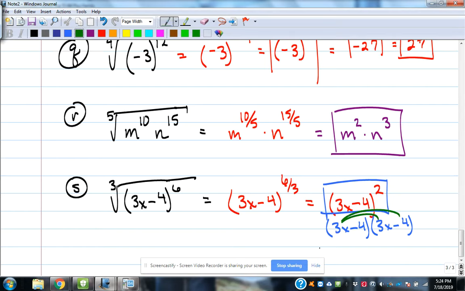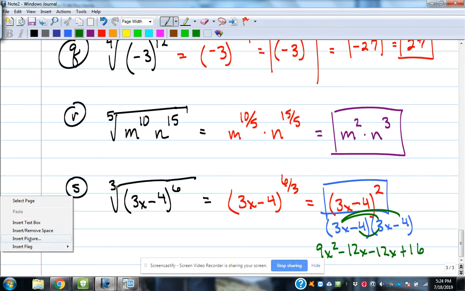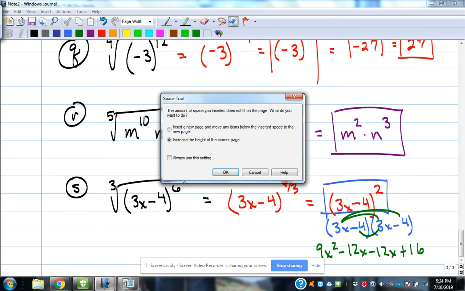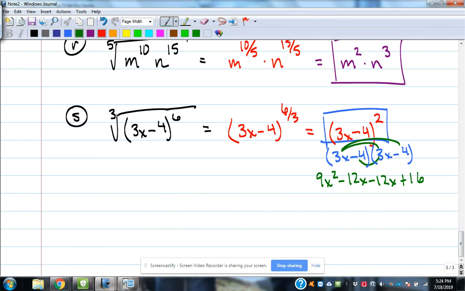And then you multiply it out to 9x squared minus 12x minus 12x plus 16. Simplify that just a little bit more. Get the like terms in the middle. And we get 9x squared minus 24x plus 16. Either of those boxed ends, they're equivalent solutions, but just one's multiplied out and one is not.